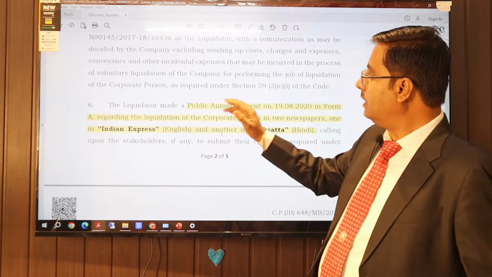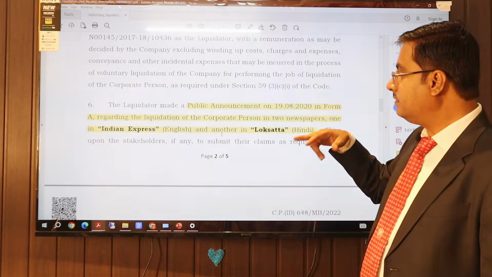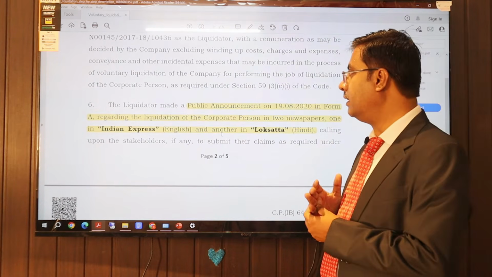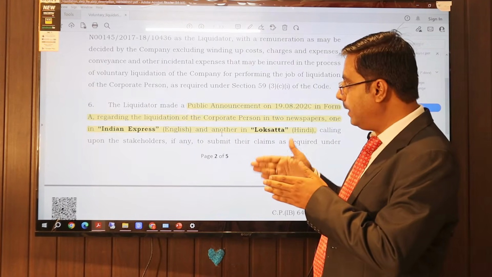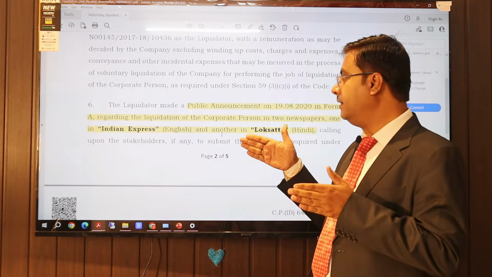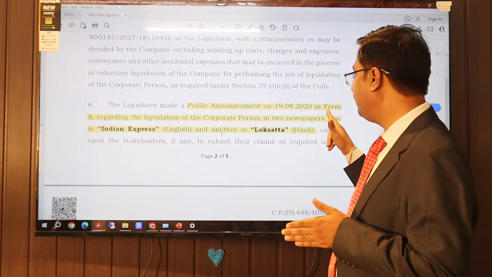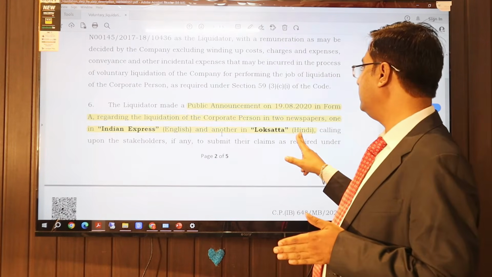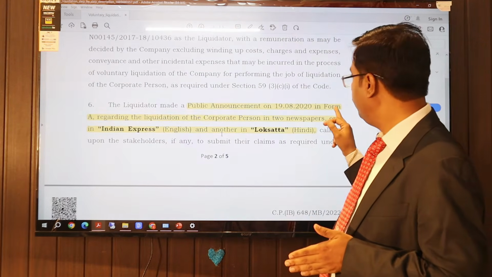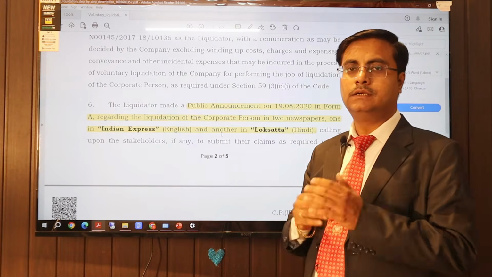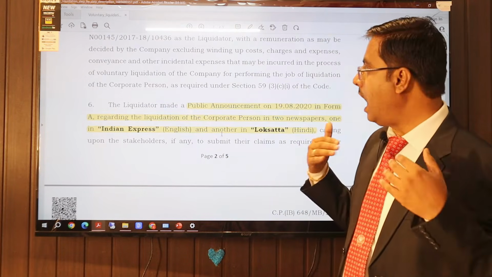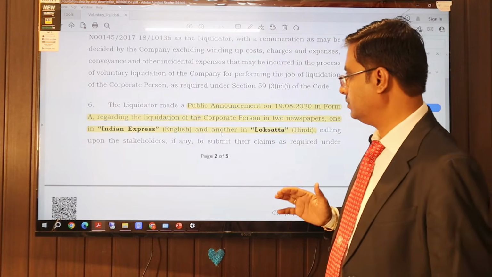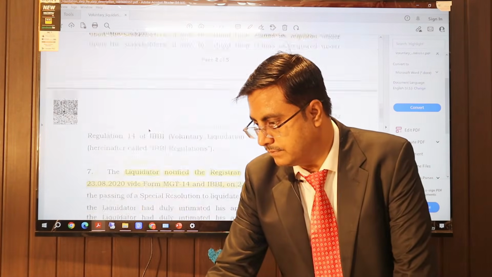Once the liquidator is appointed, within 7 days from passing the resolution we have to appoint a liquidator, and after the appointment of liquidator, within 5 days make a public announcement in a newspaper. In this case there is one English newspaper and one Hindi newspaper, 2 newspapers. Form A has been published. Kindly submit your claims. I am appointed as liquidator in a particular special resolution of the company.